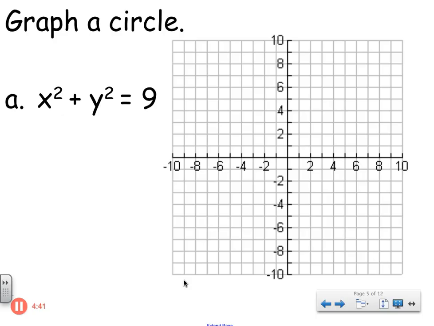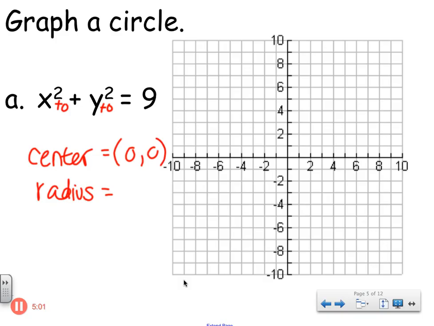All right, so now we're going to learn how to graph a circle. First off, you need to find the center, and then you need to find the radius. Now notice I don't have any parentheses, so I don't have any numbers, so this would be like a 0. If that happens, then your center is going to be at 0, 0. Again, to find your radius, square root that to get a 3.